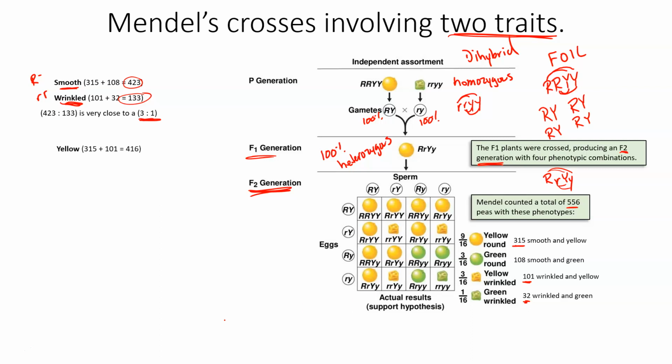If we talk about yellow, 315 plus 101 gives us 416. Where does the 315 and 101 come together? 315 and 101, those are the ones that are going to show yellow, which is the dominant trait. Green, which is the recessive trait, 108 and 32. Those come together to give us roughly 140. If we put those into a ratio, 416 to 140 is very close to a 3-to-1. Again, that's really significant because yellow is the dominant, big Y, and little y.